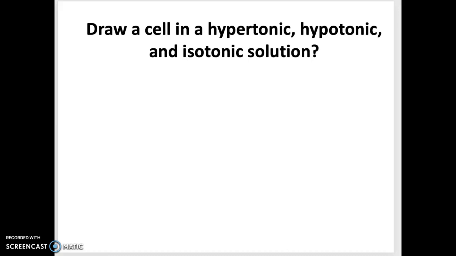Your cells during your lifetime can be in any one of these 3 different environments, and our body is constantly trying to make it so that our cells are at equilibrium. I hope this makes sense. I'm going to give you a couple more tools to better visualize this for my visual learners so we can understand the process of osmosis.